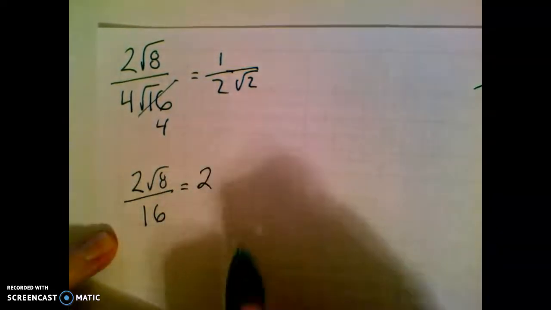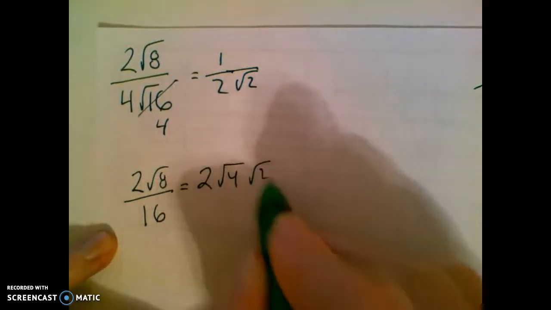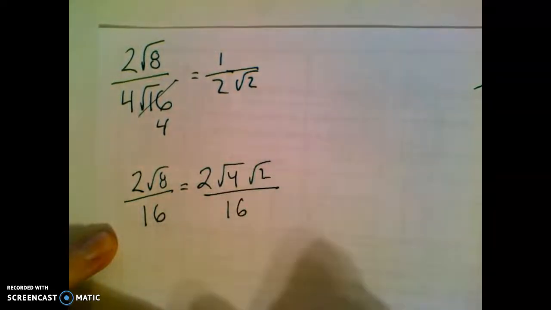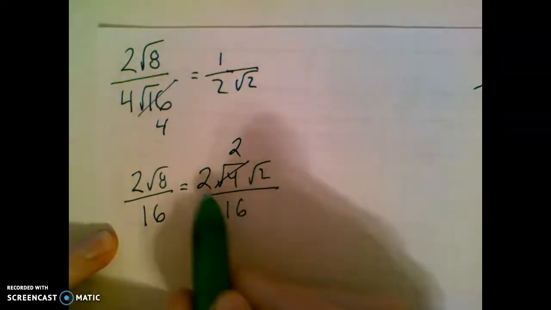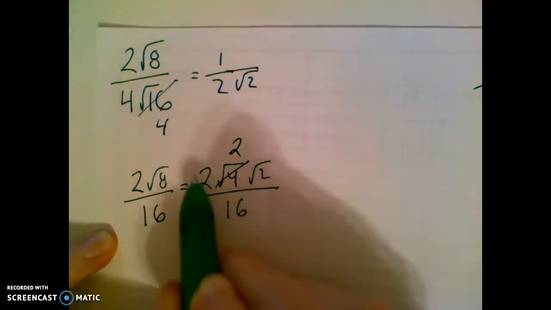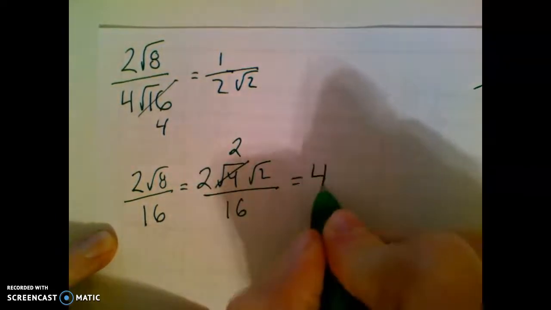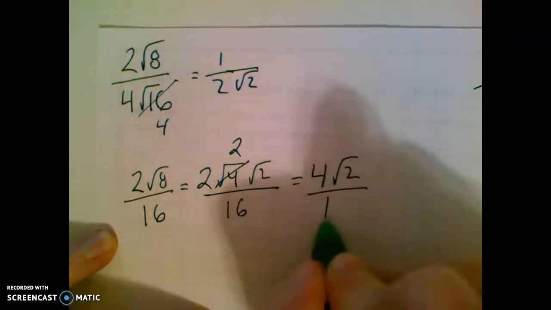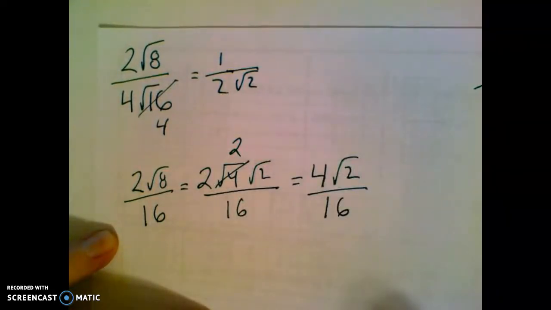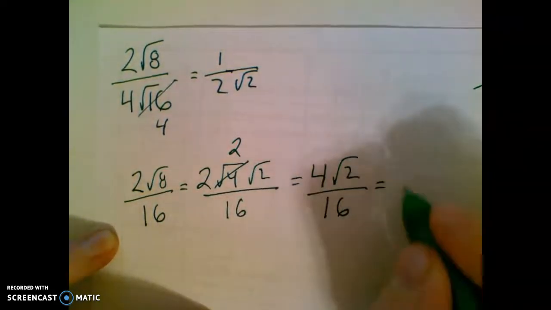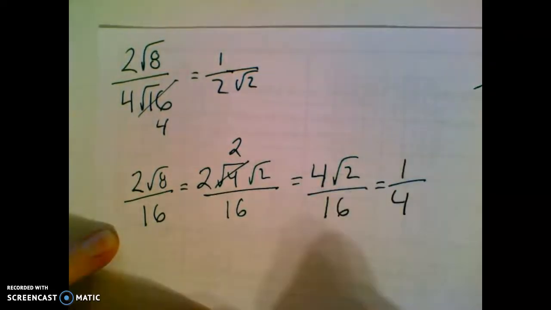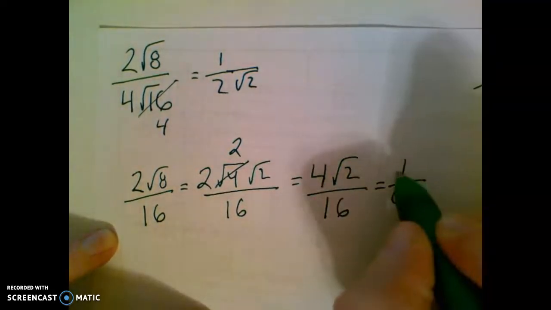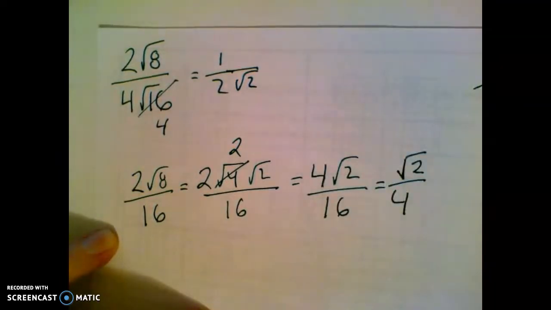So root 8 is root 4 times root 2 over 16. Square root of 4 is a 2. So on the outside upstairs, I have 2 times 2, which is 4. Root 2 over 16. And then I'm still going to do outside, outside, inside, inside. So 4 over 16 is 1/4. And then root 2 has nobody to reduce with downstairs, so he's just stuck. So I'm going to change this guy into a root 2.